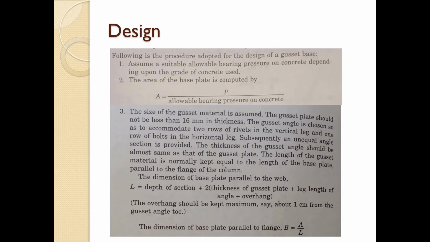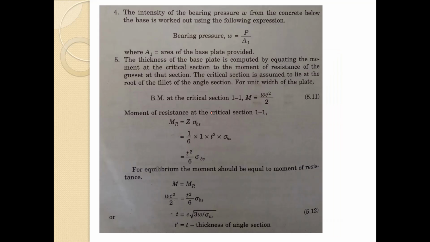Now the dimension of the base plate parallel to the flange, that is B, equals A divided by L. Now the intensity of bearing pressure W from the concrete below the base is worked out using this expression, W equals P divided by A1, where A1 is the area of the base plate provided. The thickness of the base plate is computed by equating the moment at the critical section, as we have discussed earlier, to the moment of resistance of the gusset at that section.